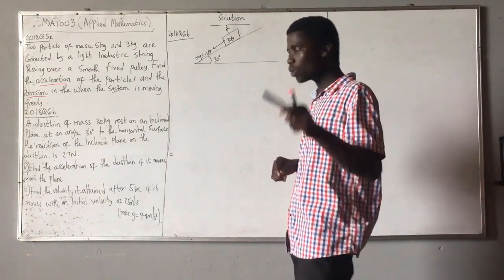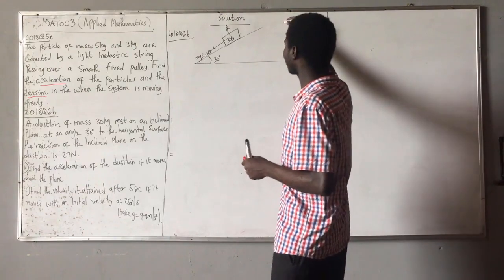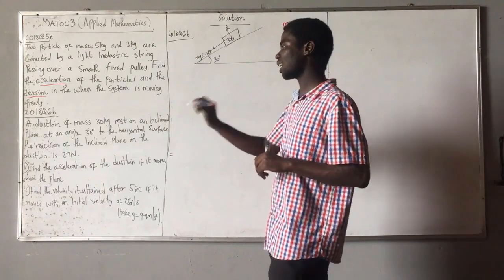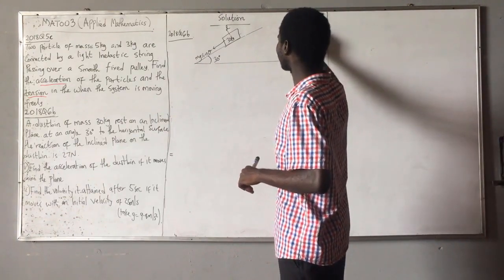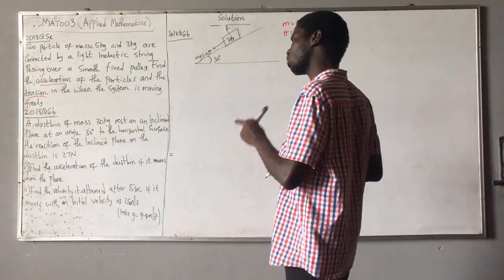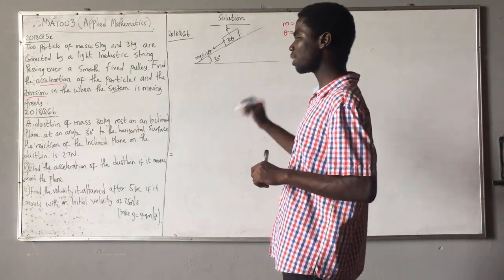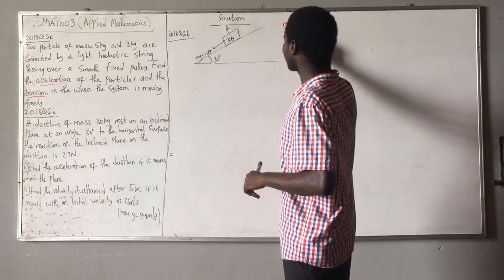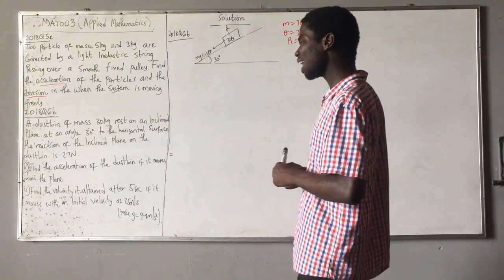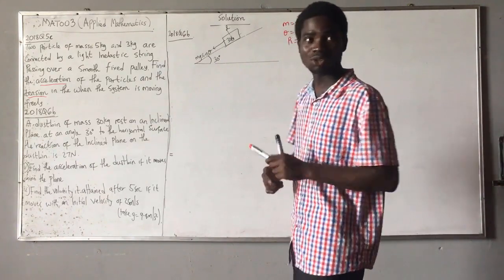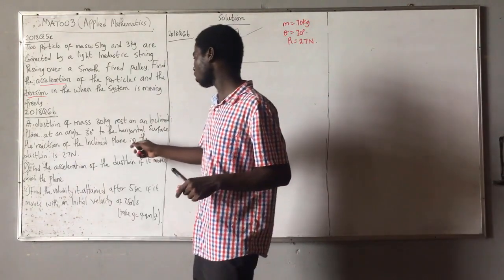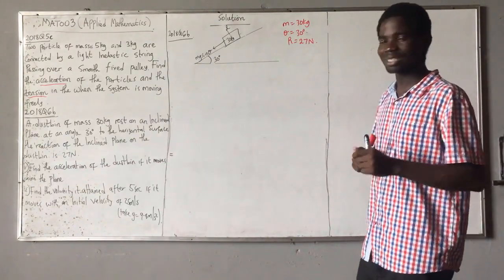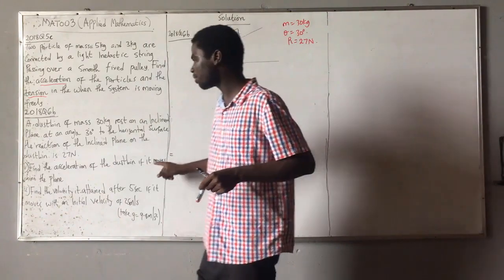Now, what are we given? We are given mass. Mass is 30 kg. That is the first thing we are given. It rests on an inclined plane of angle theta equal 30 degrees. Second one, theta equal 30 degrees. The reaction of the inclined plane on the dustbin is 27 Newton. They have told me that the reaction is 27 what? Newton. Find the acceleration. Don't forget, I told you something. Do you understand? They say find the acceleration of the dustbin if it moves down the plane.